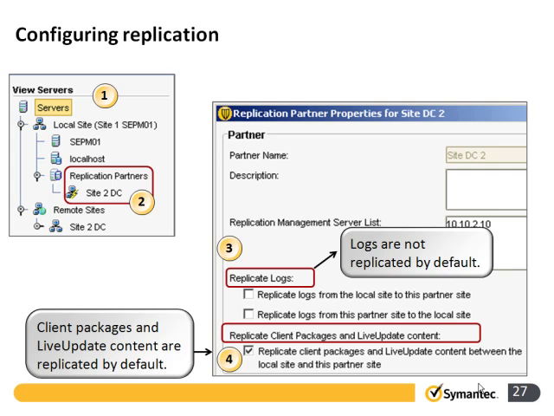So configuring replication. Here we can see underneath the View Servers site, we can see the replication partner, Site 2 DC, has been set up as a replicating partner with Site 1, SEPMOI. Underneath the site properties for Site 2 DC, we can see replicate logs have not been enabled. We can see that we are replicating the client packages and the live update content though.